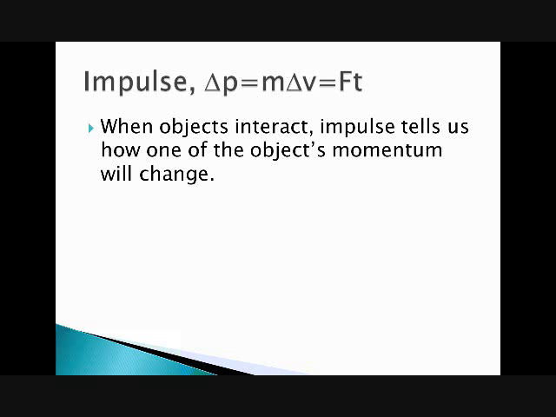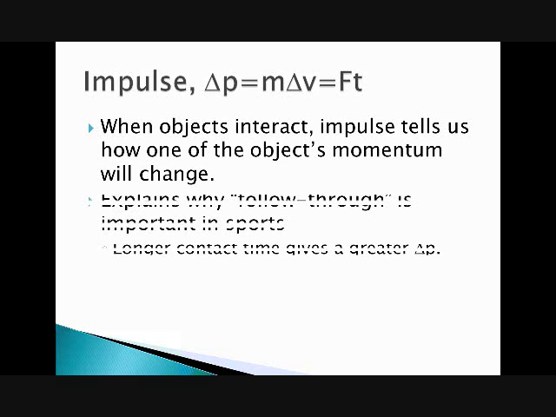When objects interact, impulse tells us how one of the object's momentum will change. Now, conservation of momentum looks at all the momentum of objects before they interact and all the momentum of the objects after they interact. Impulse tells us what's happening to a specific object during the interaction, and it tells us how that object's momentum will change.